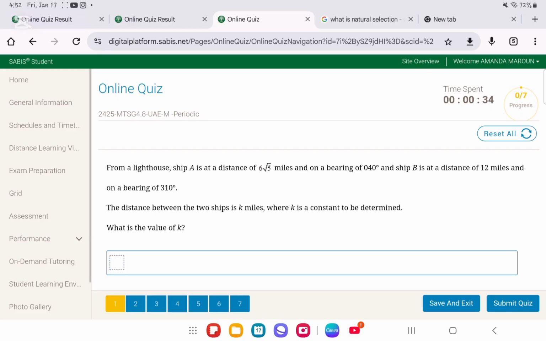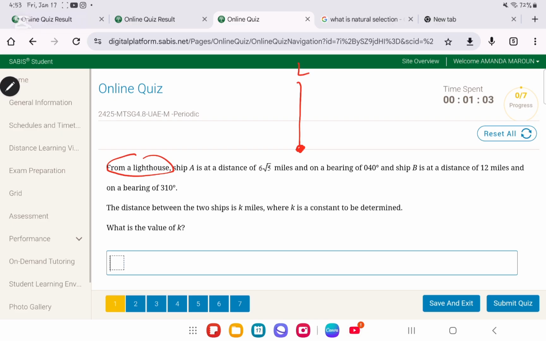So from a lighthouse, ship A is at a distance of 6 radical 5 miles and on a bearing of 40 degrees. Okay, so from a lighthouse, this is our basis. We are gonna say this is the lighthouse. Let me draw a straighter line. This over here is our lighthouse. We are gonna call it L.